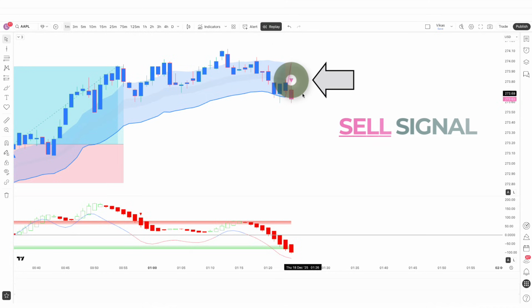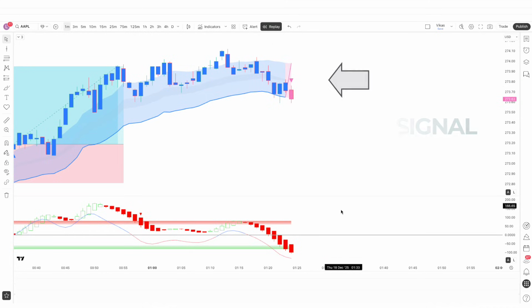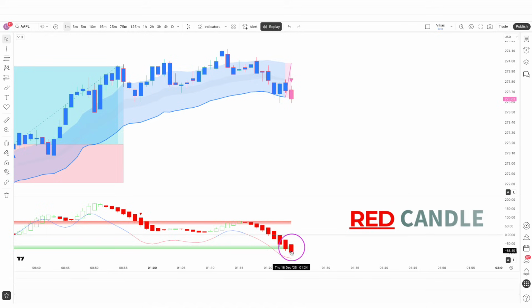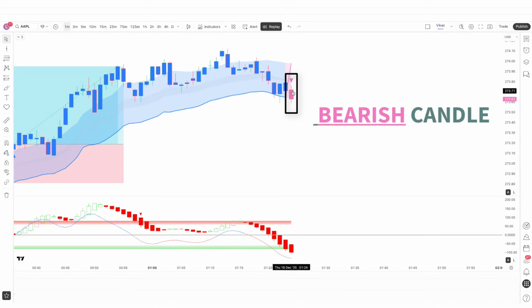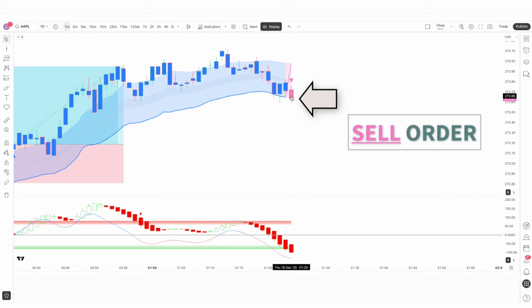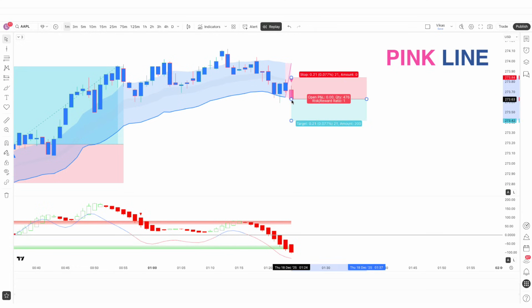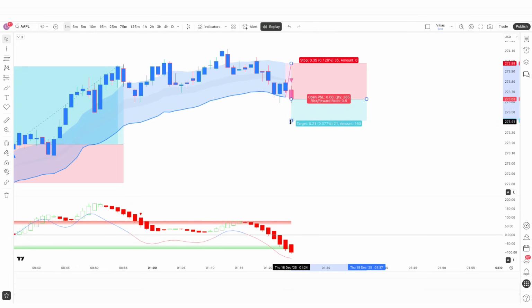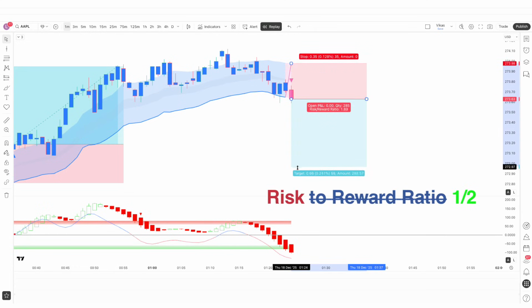When the Super Trend Dual RMA shows a triangle down, that indicator is a sell signal. The bearish candle of the Normalized Gaussian MACD should be below the zero line. When the market forms a bearish candle and this condition is fulfilled, then we will place a sell order. Our stop loss is to be placed at the pink line, and the risk-to-reward ratio will be 1:2.